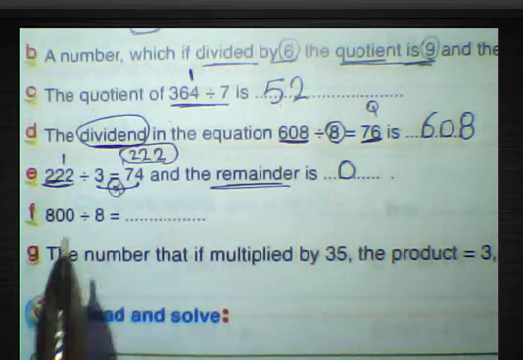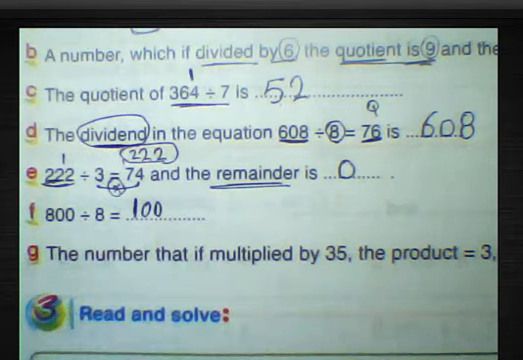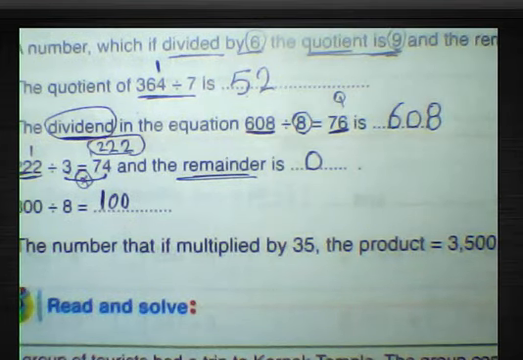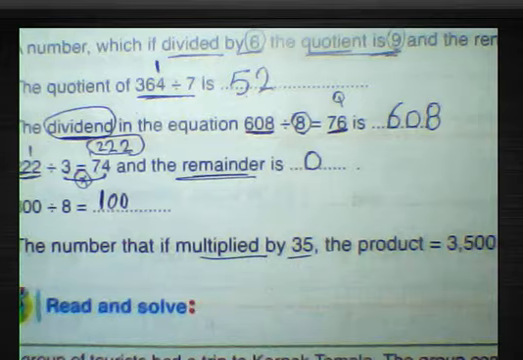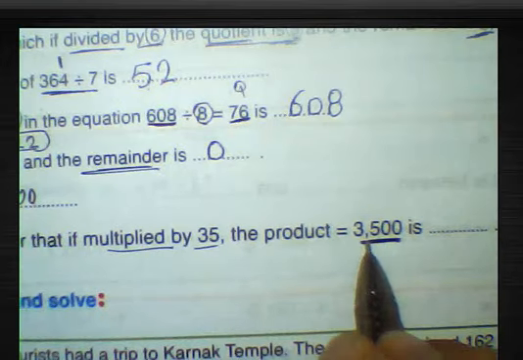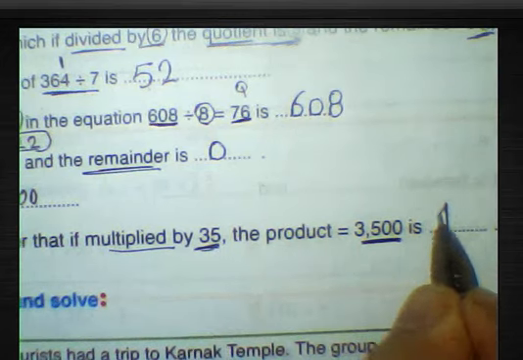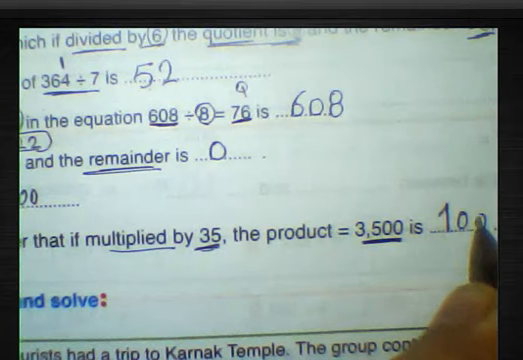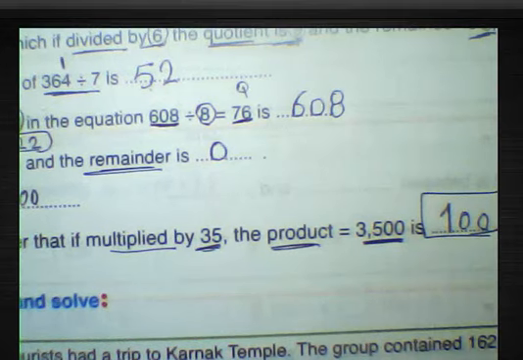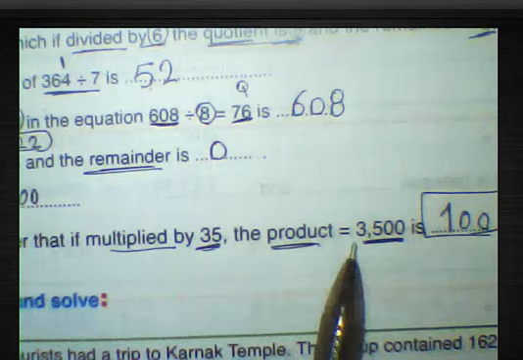Okay, 800 divided by 8 equals 100. Letter G, the number that if multiplied by 35, the product equals 3,500. We have a double zero behind 35. Then the number that if multiplied by 35 gives the product 3,500 is 100, because 100 multiplied by 35 equals 3,500.